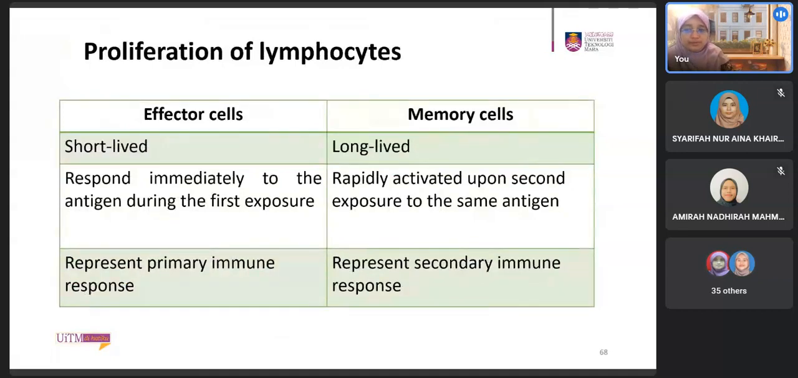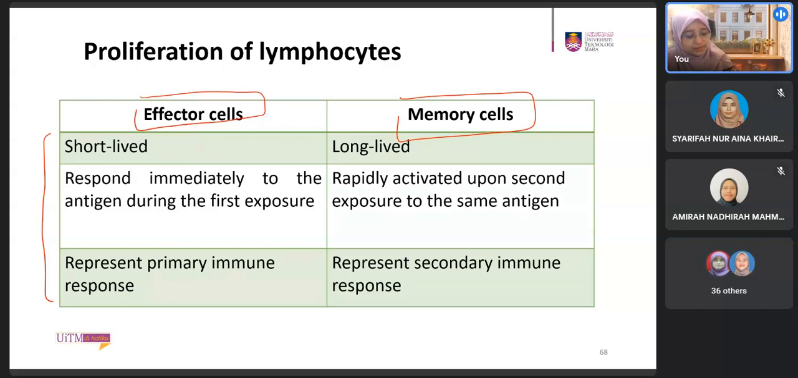Okay, so next, proliferation of lymphocyte. You have the effector cells, and then you have the memory cells. These are the characteristics, or the differences, between effector cell and memory cell. This one you have to know. So for example, when you are asked to differentiate between the effector cell and the memory cell, you have to know that these are the differences.